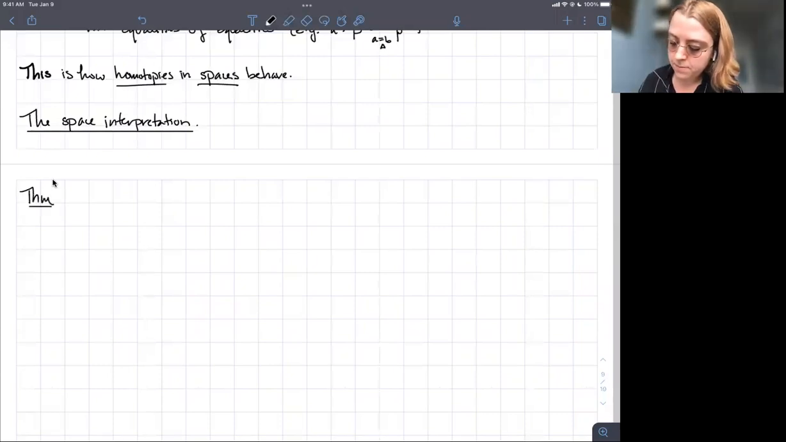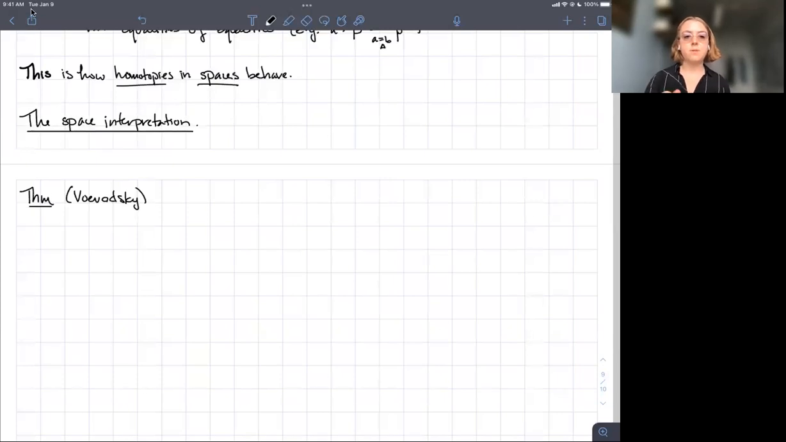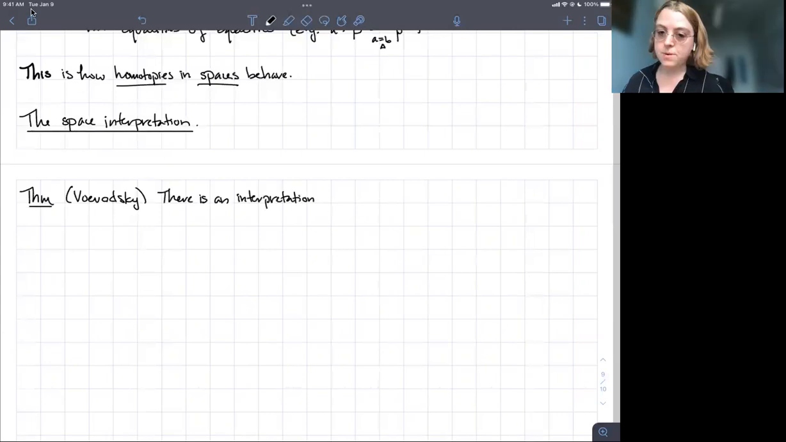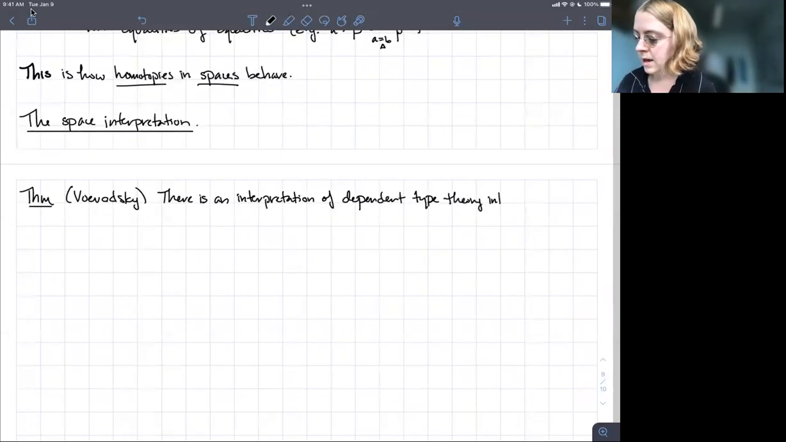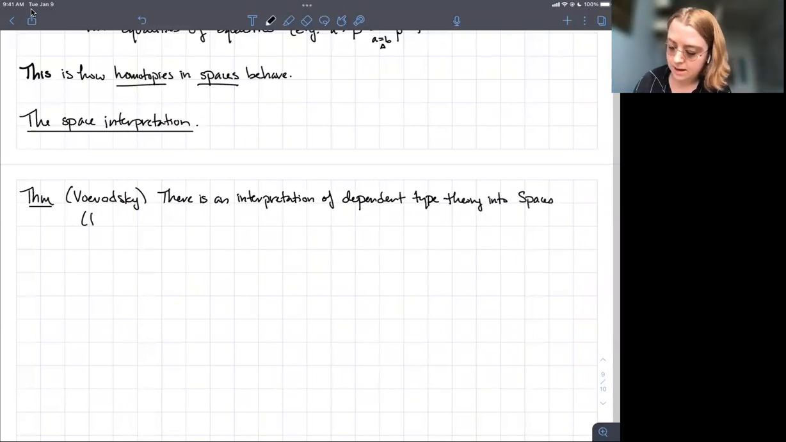And this one goes back to Voevodsky in the early 2000s. So he showed that there is an interpretation of dependent type theory into, I'm going to write spaces with a capital S, the category, so to be technical, the category of Kan complexes.